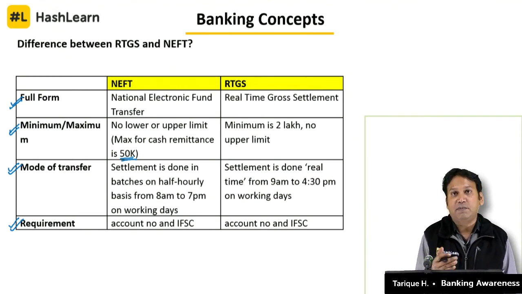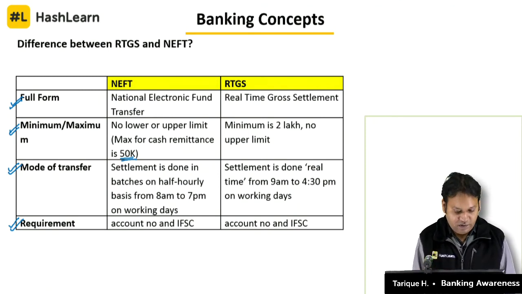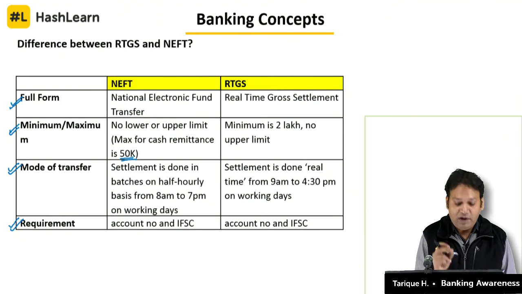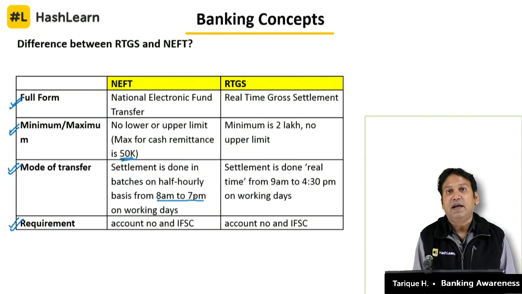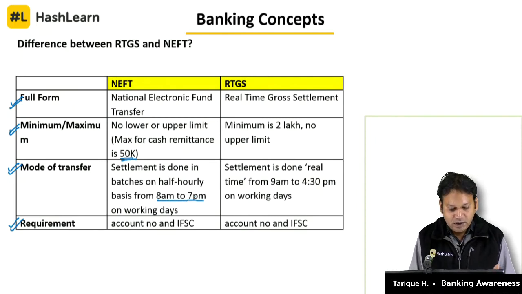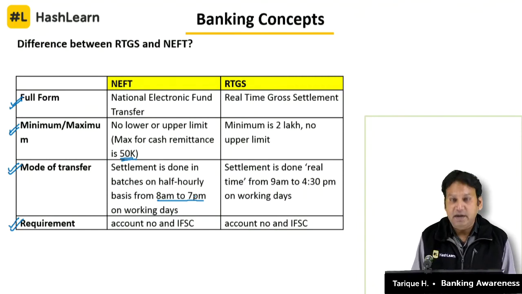Let's say the transfer is supposed to happen at 10:30 and you do it at 10 o'clock, then the amount will be reflected after half an hour. But if you do a NEFT settlement at 10:29, the amount will be reflected within a minute itself. Okay. So settlement is done on a half hourly basis starting from 8 a.m. to 7 p.m. on working days, and that's the timing for the NEFT transaction in batches.